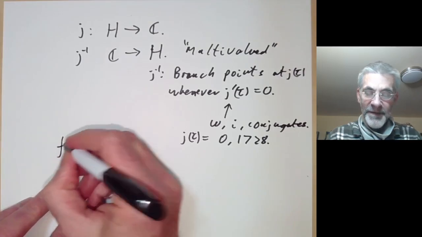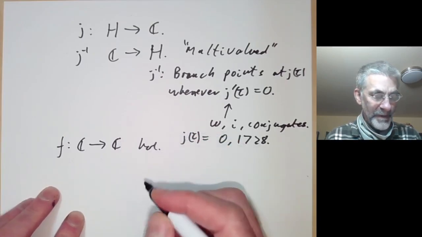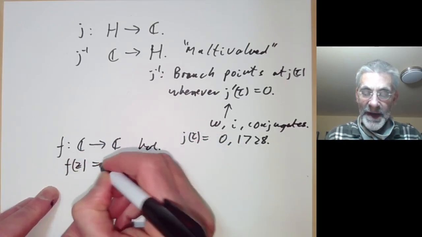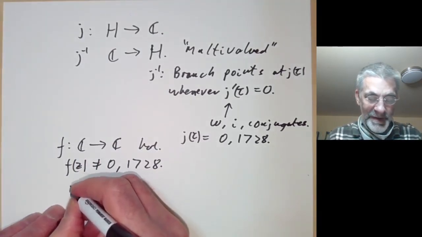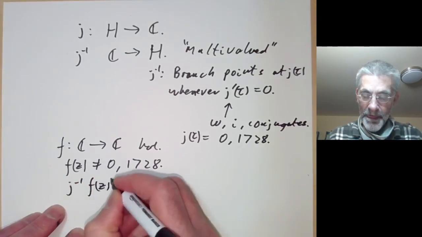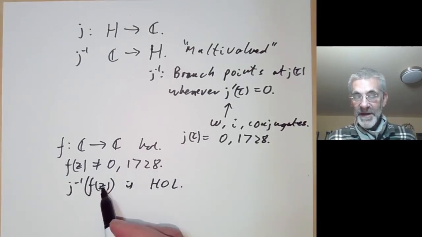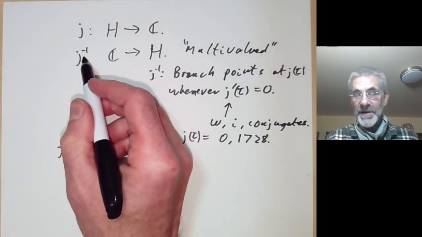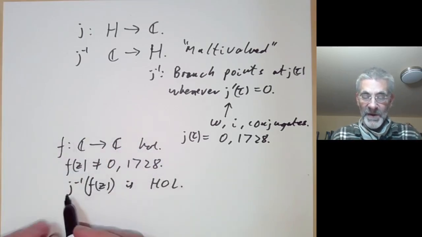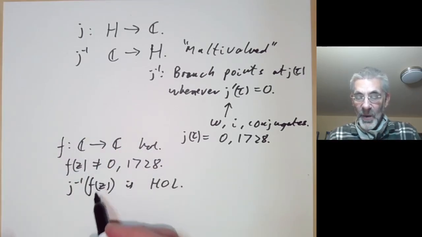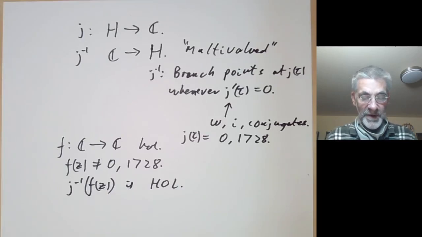And now suppose f is a function from the complex numbers to the complex numbers and is holomorphic. And suppose f of z is never equal to 0 or 1728. Then you notice that j to the minus 1 of f of z is actually holomorphic, if you think about it a little bit, because f of z is avoiding the bad branch points of j to the minus 1, and f is defined in the simply connected domain C. And if you think about it a bit, you'll see that j to the minus 1 of f of z is actually a well-defined single-valued holomorphic function, or at least you can make it into one without much difficulty.